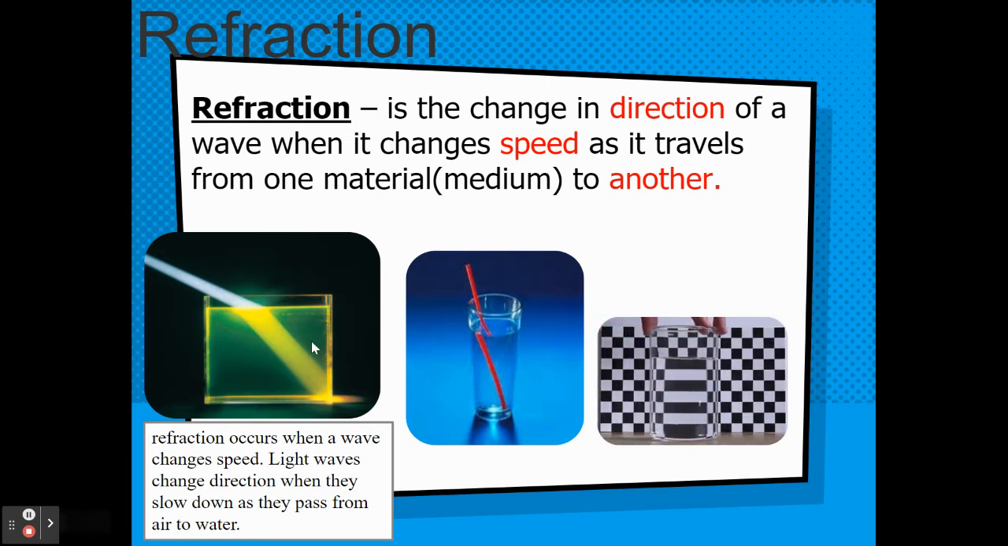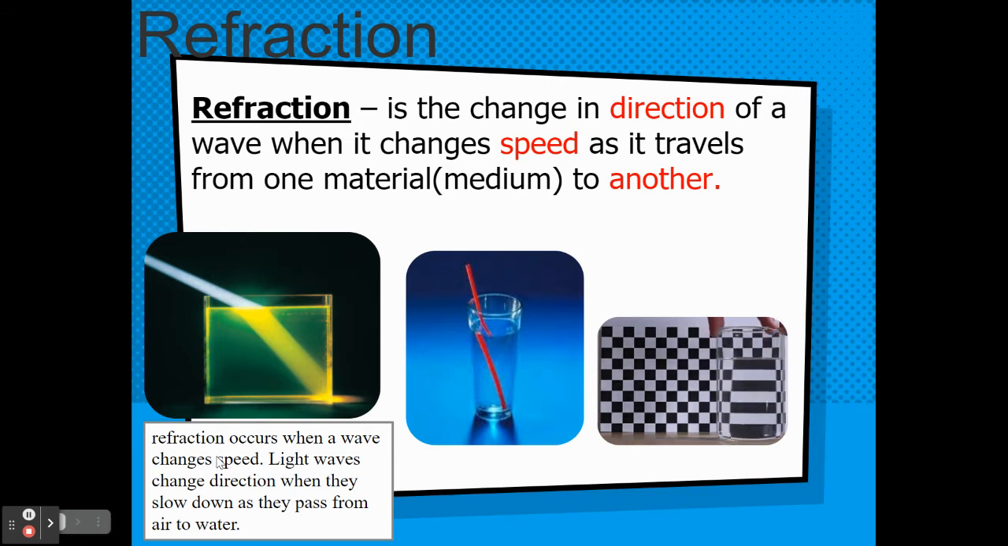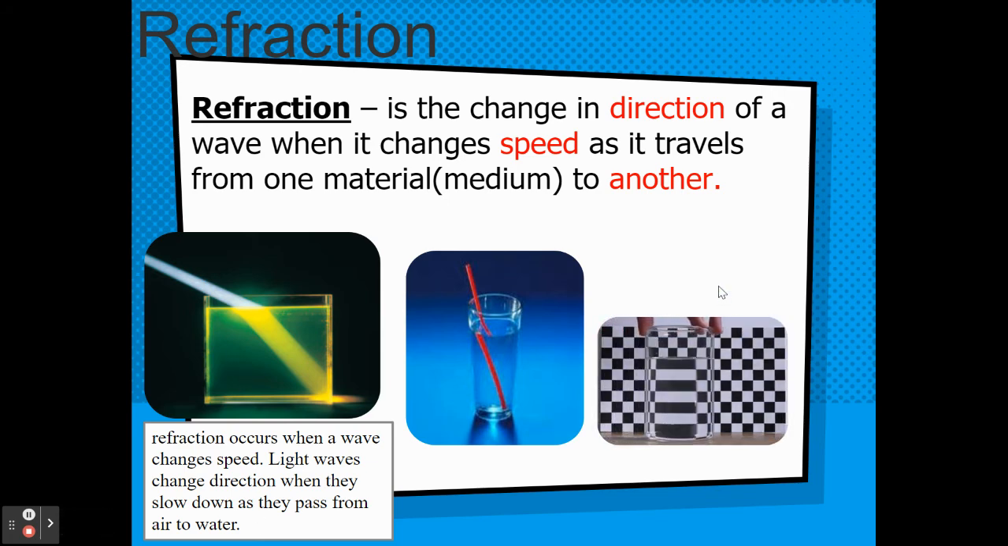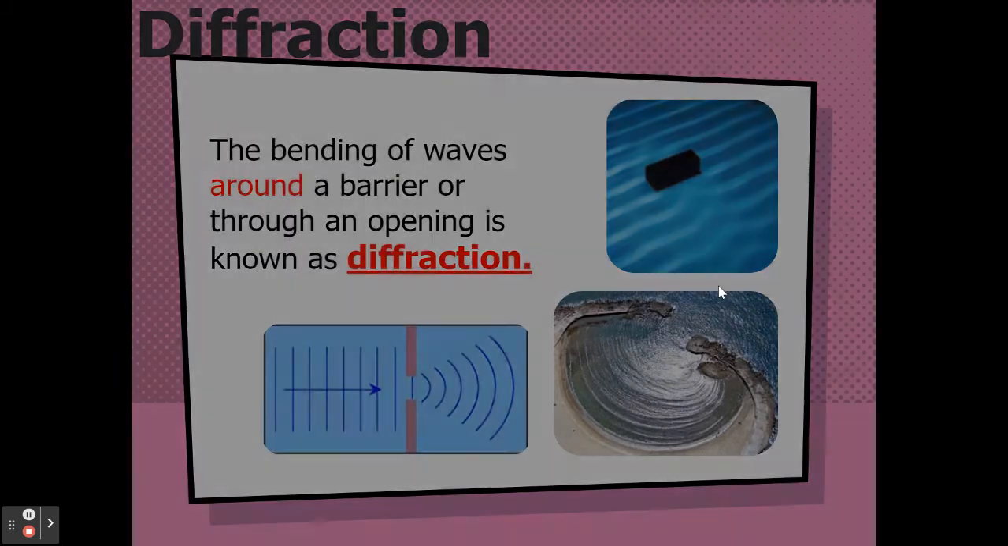And here's another picture. So again, to further explain, refraction occurs when a wave changes speed. Light waves change direction when they slow down as they pass from air to water. So the water is slowing down the speed and changing the direction.